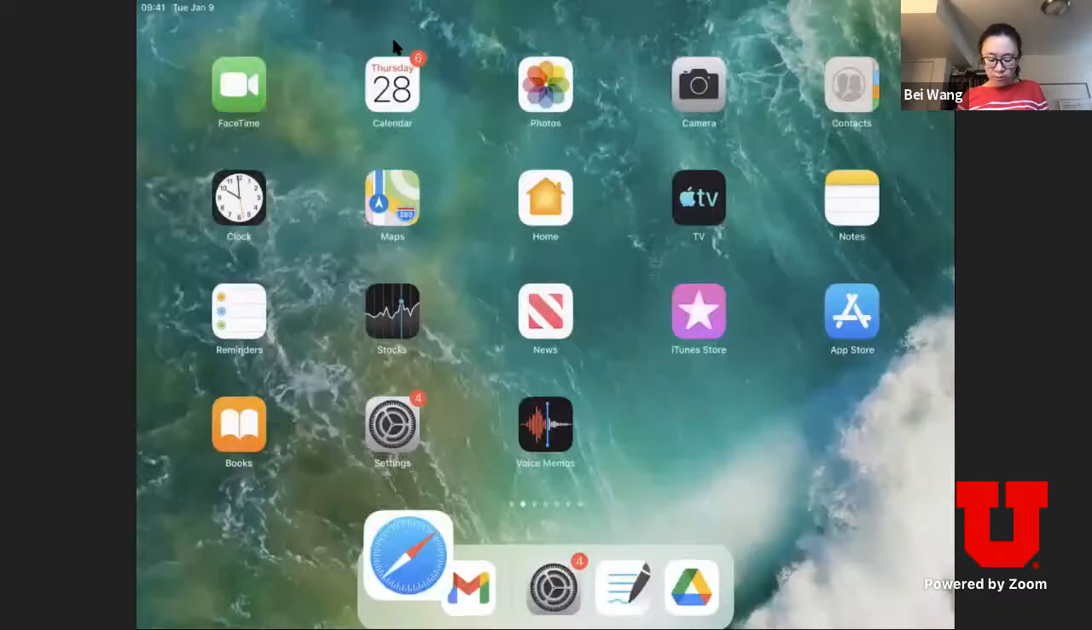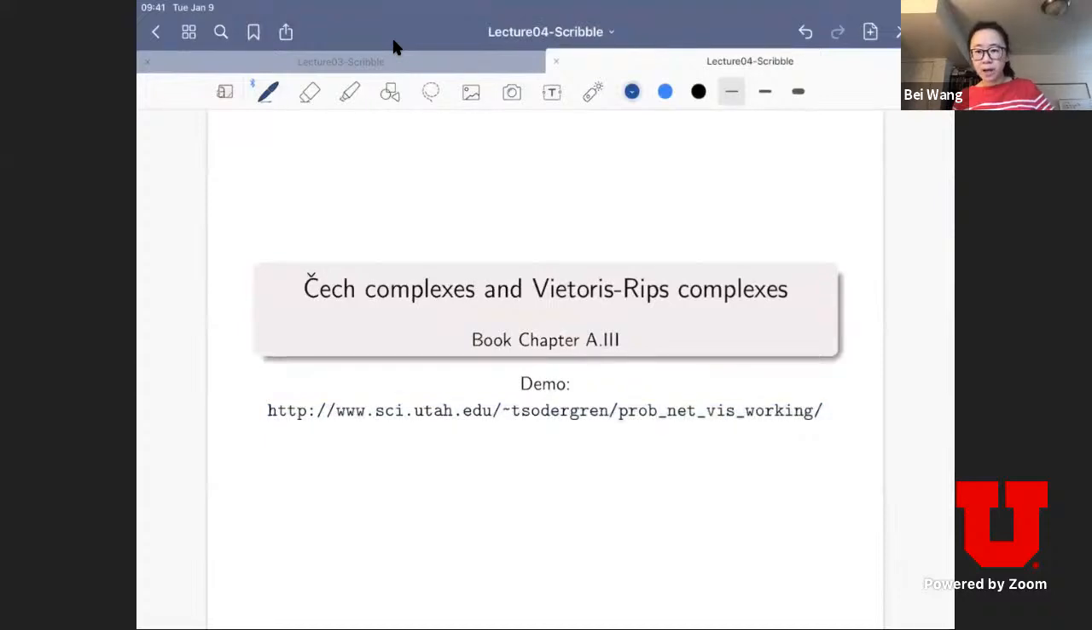Any questions so far? Okay. I had a question. Is there a theoretical reasoning why, for Čech, for instance, a triangle is formed when you have a three-way intersection, and for Rips, there isn't? Yeah, so this is exactly what's coming up.